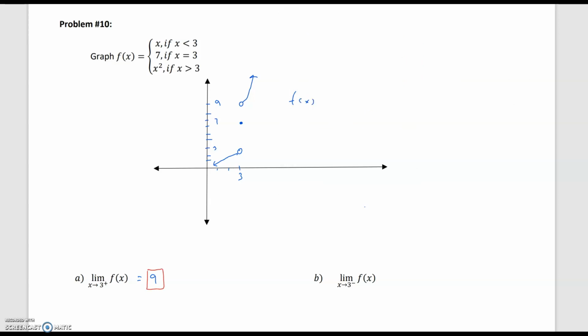The next portion is asking for the limit as x approaches 3 from the negatives. From the negative side, as x approaches 3, our y value is going to be 3. So this is equal to 3.